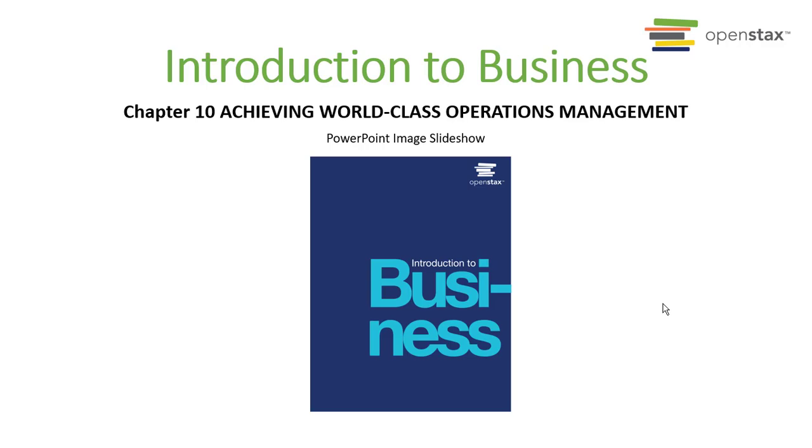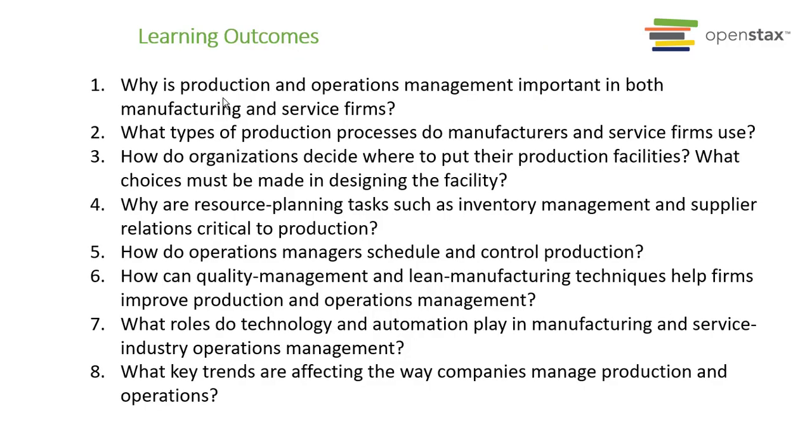So let's get started. Learning outcomes for this chapter. We'll look at why production and operations management is important, both manufacturing and service. We tend to think of these things just for manufacturing, but obviously very important in service. And why does that matter? Well, remember, over 3/4 of the entire GDP of the United States is service-based, right? We tend to focus so much on manufacturing, and of course manufacturing is critical, but the majority of the American economy comes from service. We'll look at types of production processes that manufacturers and services use.